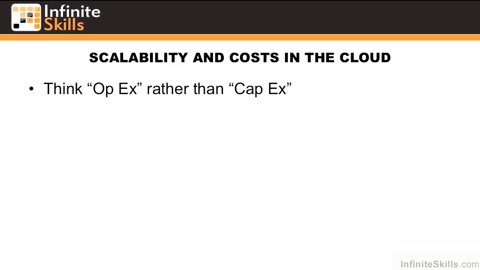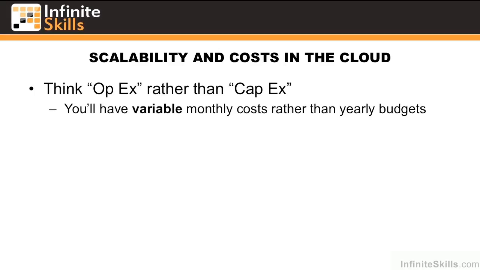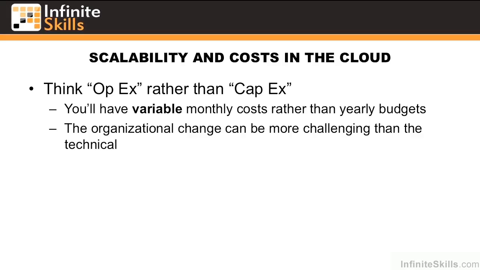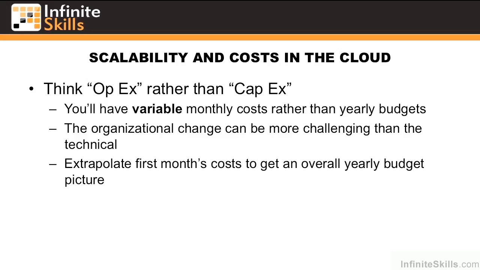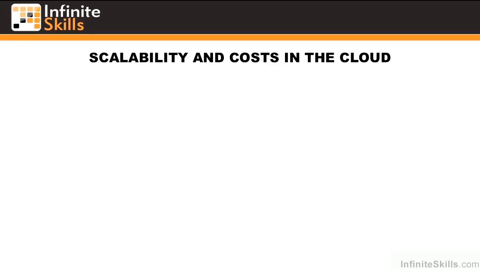You're also getting the benefit of doing OpEx rather than CapEx, which means that you will have variable monthly costs rather than yearly budgets. For example, if you're a retailer, you may see that you're spending a whole lot more on servers and services in November rather than December. This change can sometimes be more difficult for the organization than it is from a technical perspective. If this is the case with your business, you're going to have to look at migrating to a system such as OpEx, which will allow you to accommodate this. To get a big picture of your budget going forward, you could extrapolate out the first month's cost and look at how variable it is throughout the rest of the year.